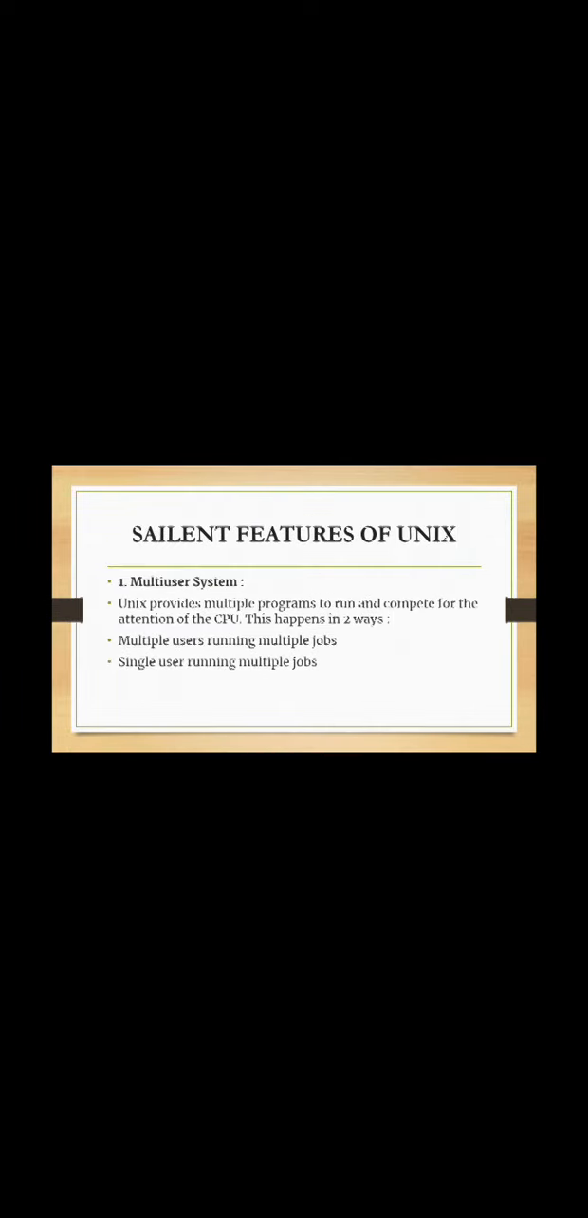The first one is multi-user system. As the name itself suggests, Unix allows multiple programs to run and compete for the attention of the CPU. This happens in two ways: one is multiple users running multiple jobs, and the other is a single user running multiple jobs.